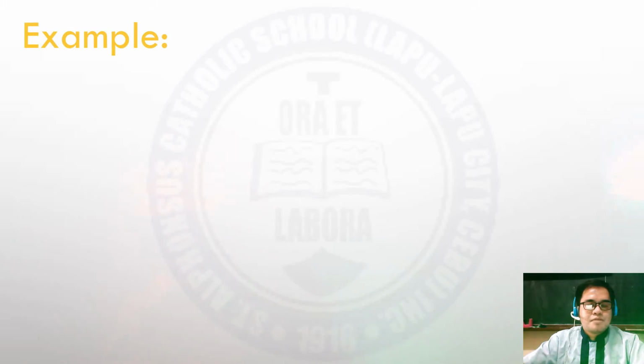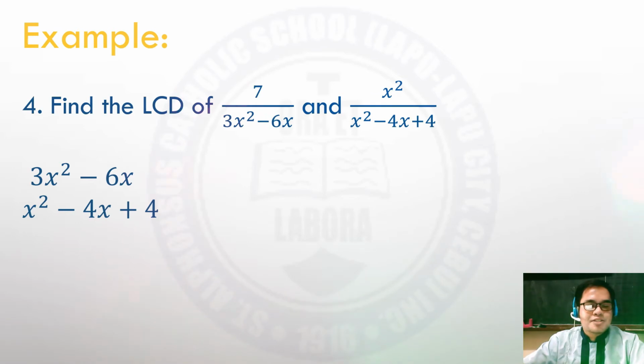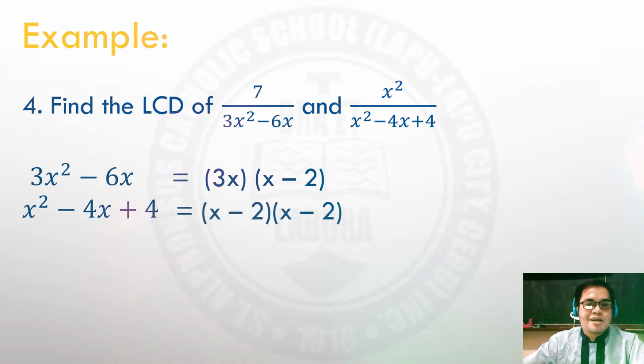Example number 4. Find the LCD of the 2 rational expressions. Consider the denominators which are 3x squared minus 6x and x squared minus 4x plus 4. The factors of the first denominator are 3x and x minus 2. And the factors of the second denominator are x minus 2 and x minus 2. But we need to express repeating factors as powers, so it will become like this.